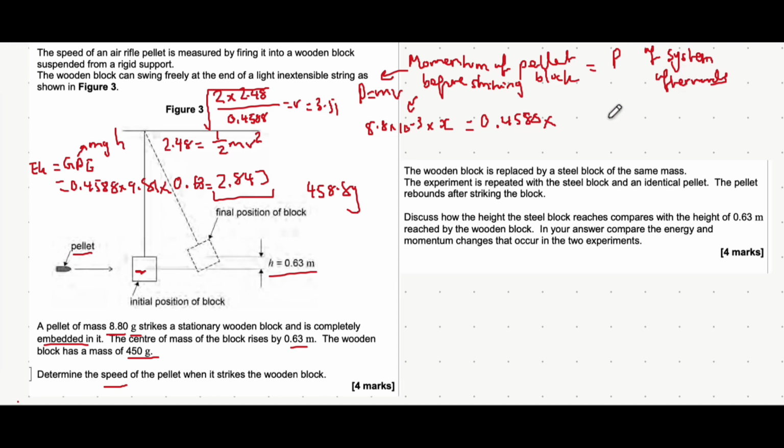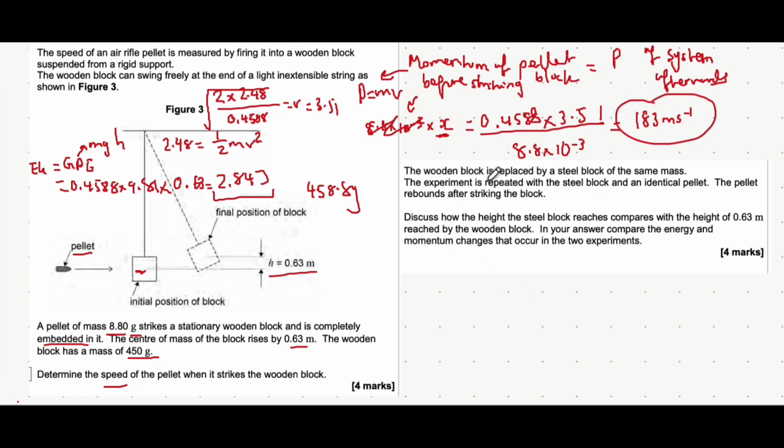So that's the velocity that the system moves off with, 3.51. Now that we've got that, we can then rearrange this equation to find x, which is the speed that the pellet initially came in with. So you divide both sides by 8.8 times 10 to the minus 3. And putting that into your calculator, you'll get a speed of 183 meters per second. I was thinking that's a little bit too small.